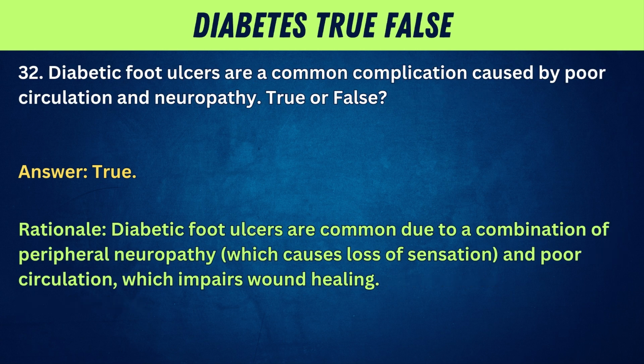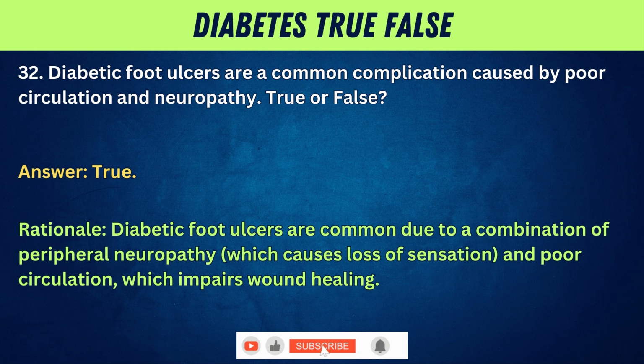32. Diabetic foot ulcers are a common complication caused by poor circulation and neuropathy. True or false? Answer: true. Rationale: diabetic foot ulcers are common due to a combination of peripheral neuropathy, which causes loss of sensation, and poor circulation, which impairs wound healing.